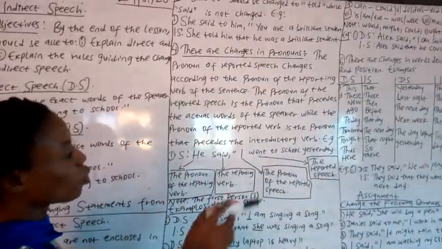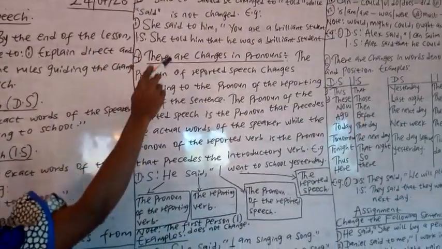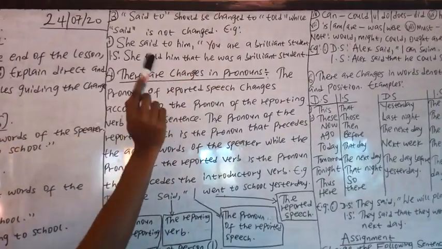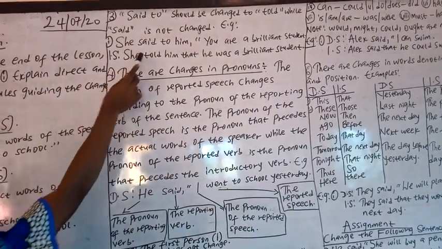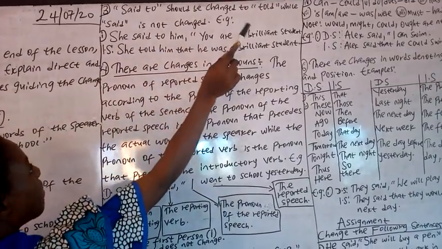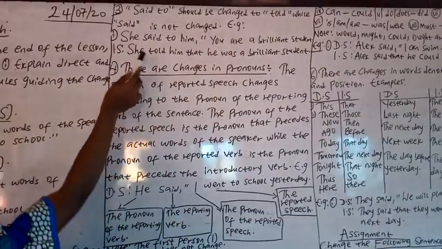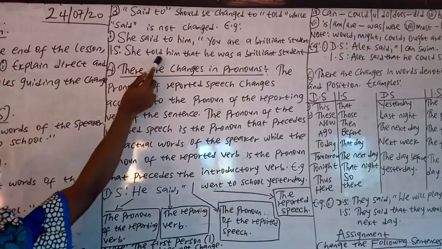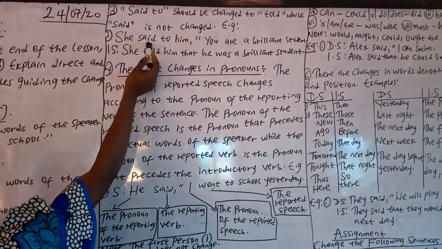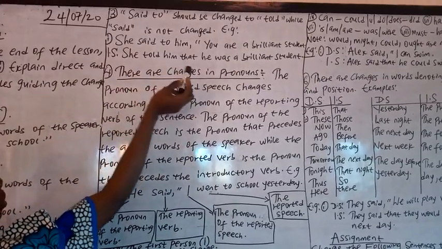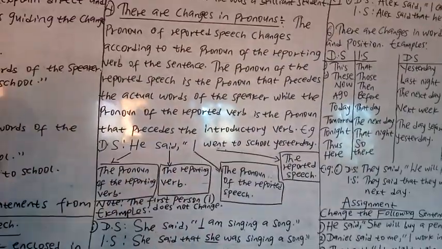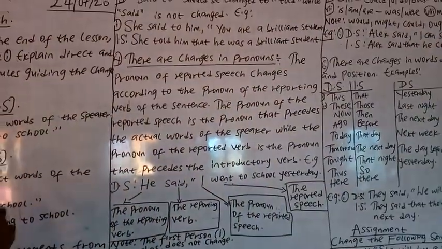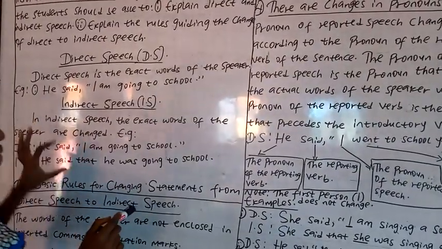Okay, the third one, "said to" should be changed to "told." Why is "said" not changed? Example, she said to me, "You are a brilliant student," is changed to, she told him that he was a brilliant student. You see it now, "said to" is changed to "told." And of course, you see in my examples of "said" alone, it remains the same, there is no change.